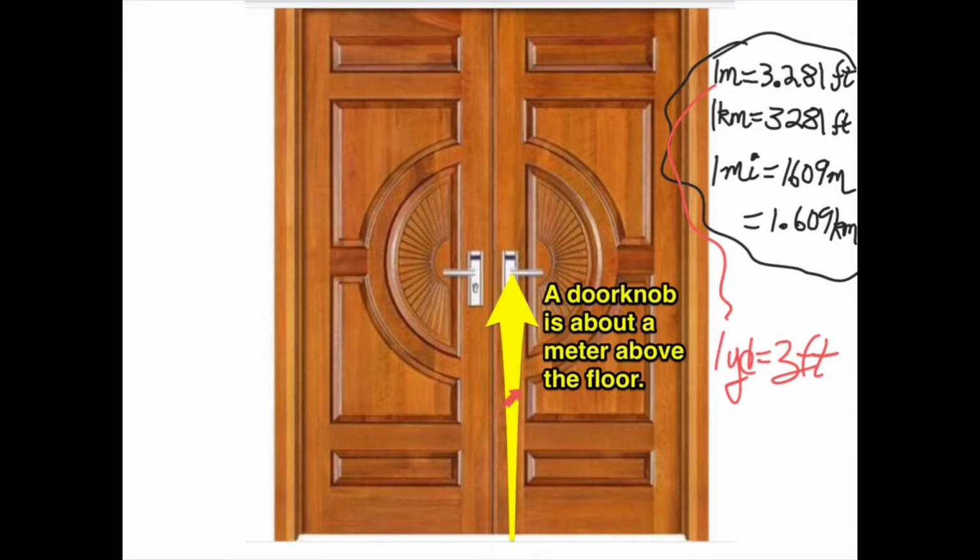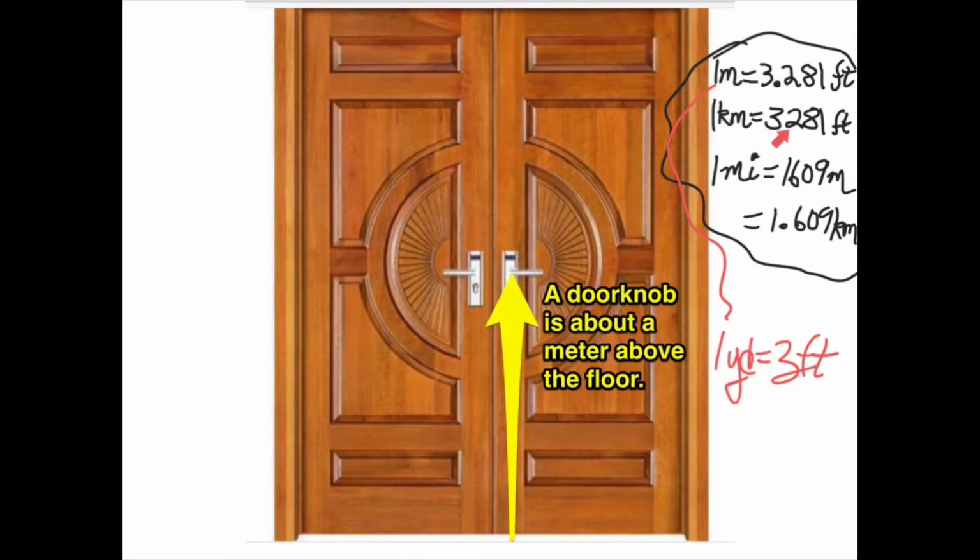Thinking metric, a doorknob is about a meter above the floor. The ceiling might be perhaps 3 meters tall. 1 meter is 3.281 feet to 4 significant figures. This would mean that a very tall person, someone say about 6.5 feet tall, would be 2 meters tall. Most people are probably about 1 3/4 meters tall.